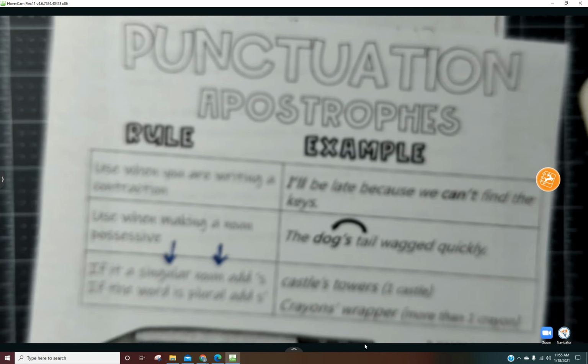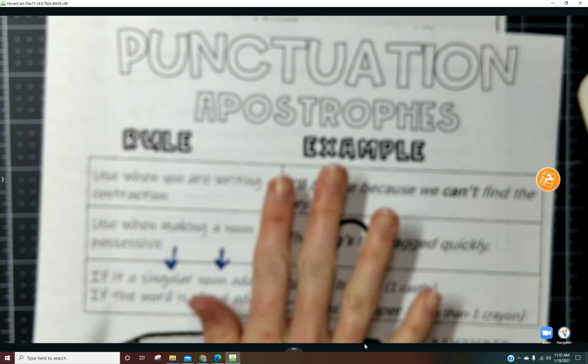So we use apostrophes in contractions. Sorry about the blurry video.